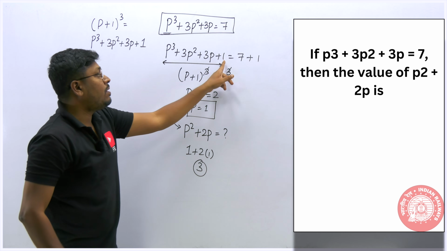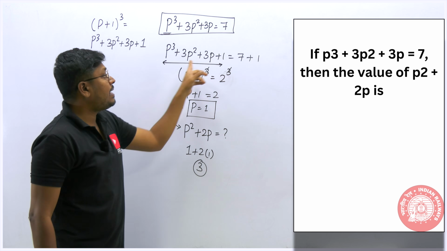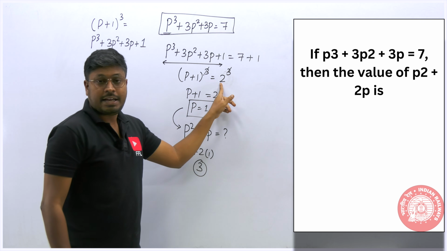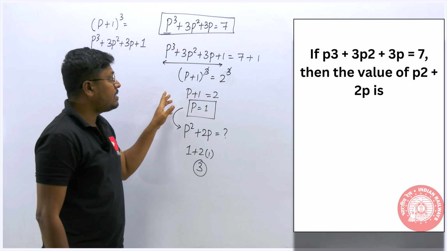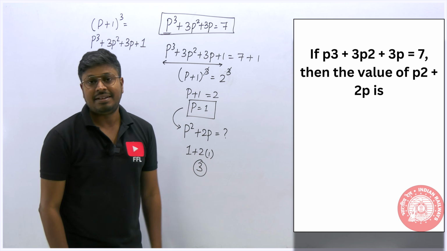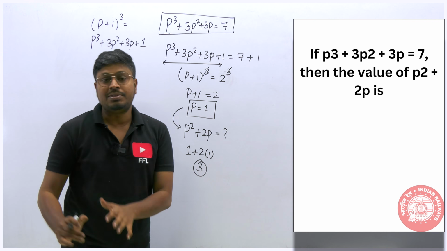So I have add 1 on LHS, add 1 on RHS. So now we can easily write this as p plus 1 the whole cube. 7 plus 1 will be 8, which can be written as 2 cube. So cancel 3 and 3. Finally we got p equal to 1, and substitute here we can find the answer, right? So this is the way on an algebra question you have to think and solve.